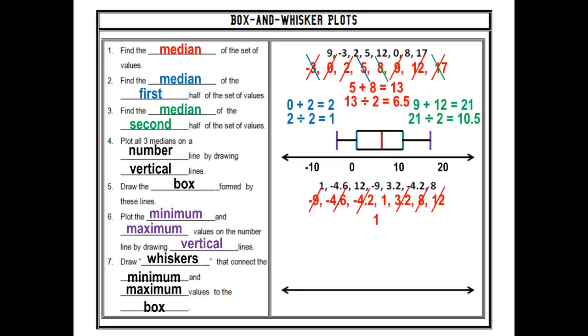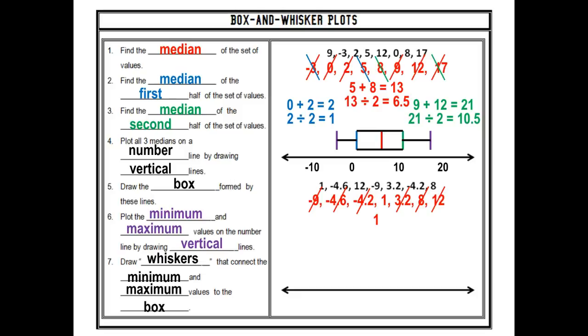So the first half of my set of values is everything to the left of my 1. So -9, -4.6, -4.2 is the first set or first half of values that I'm going to find the median of. The second half is 3.2, 8, 12. So when there's an even number, the values in the center are included in the first and second half. When there's an odd number, the value in the center is excluded. It's not used in the list.